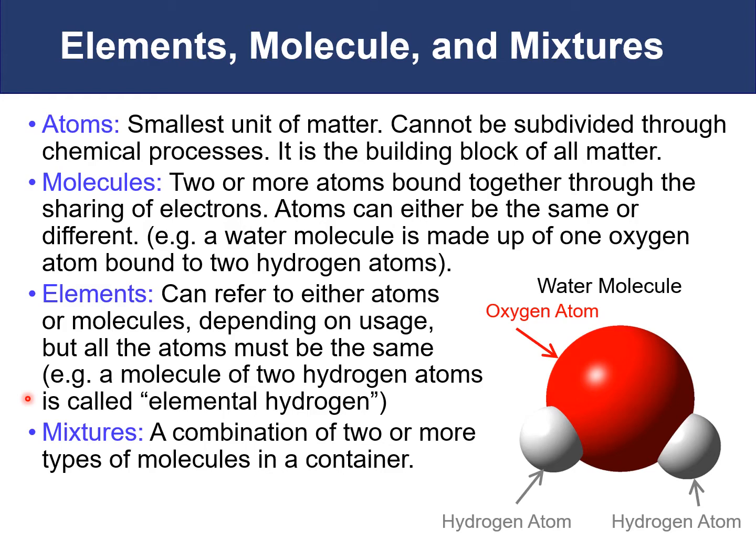Now, when we're combining things together, we can have mixtures. That is when you have a combination of two or more types of molecules in a container. And we will get into how we can do the classification of each one of these and the different types of mixtures in just a little bit.